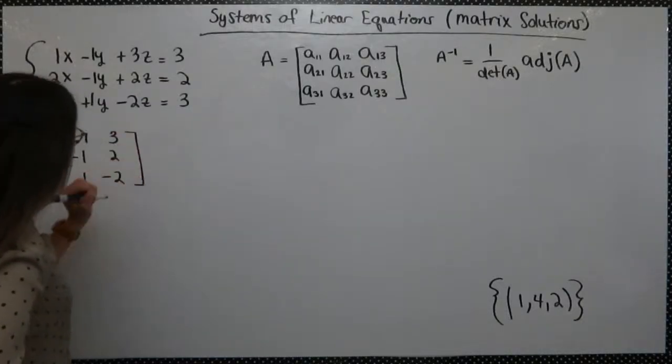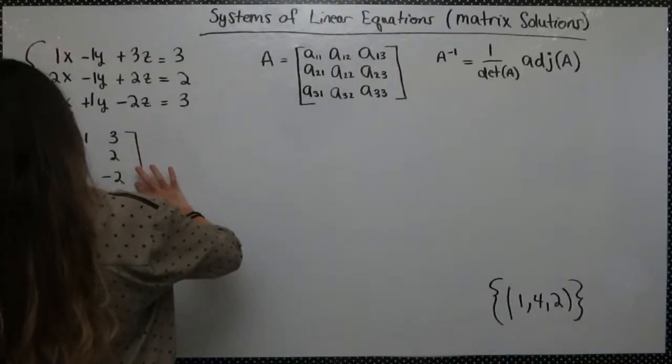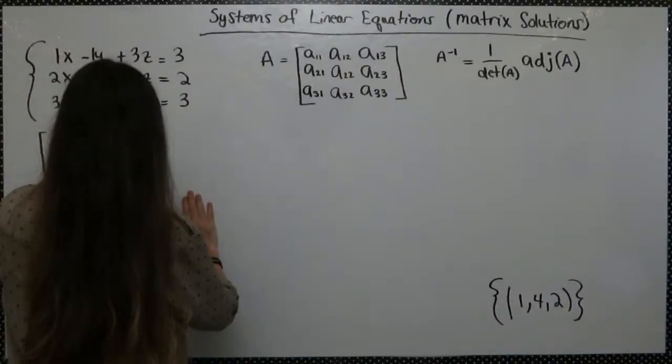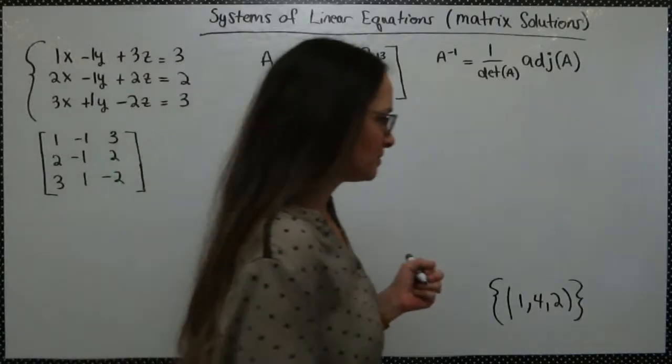And so we have 2, -1, 2, and 3, 1, -2. Okay. And that doesn't look straight. I can do it a little bit better.